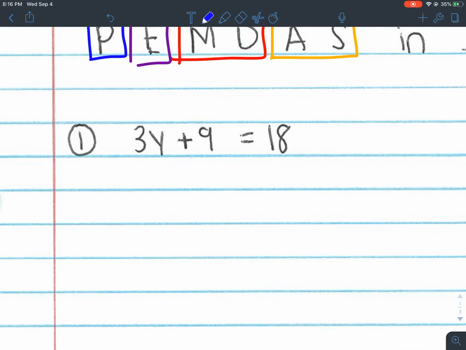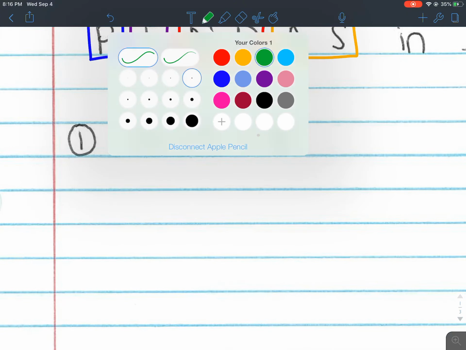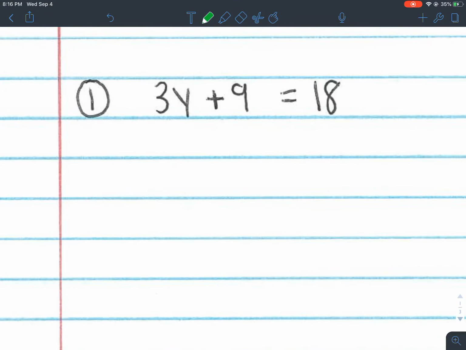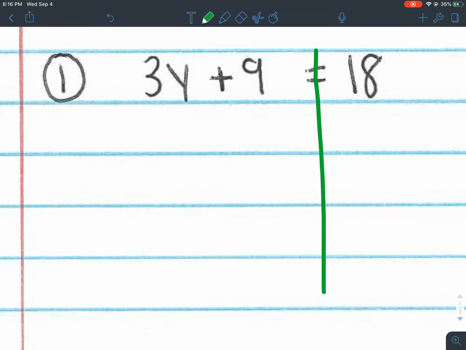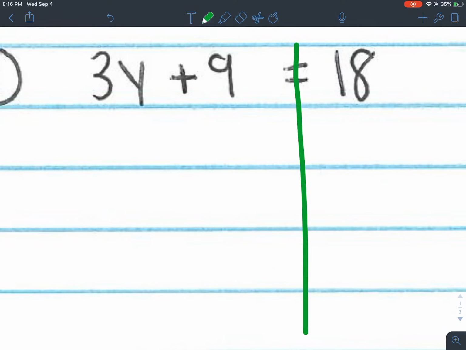So for number 1, I have 3y plus 9 equals 18. Okay, now, what variable am I trying to get by itself? I'm trying to get y by itself. And remember, we're going to do PEMDAS backwards. And PEMDAS backwards is going to be A and S, so add or subtract. So is there anything I could add or subtract to this side over here in order to get rid of it, to move it to the other side? So I'm going to go ahead and draw my little wall here so I know what my sides are. So your two options here, you can either divide by 3 or you're going to subtract 9.